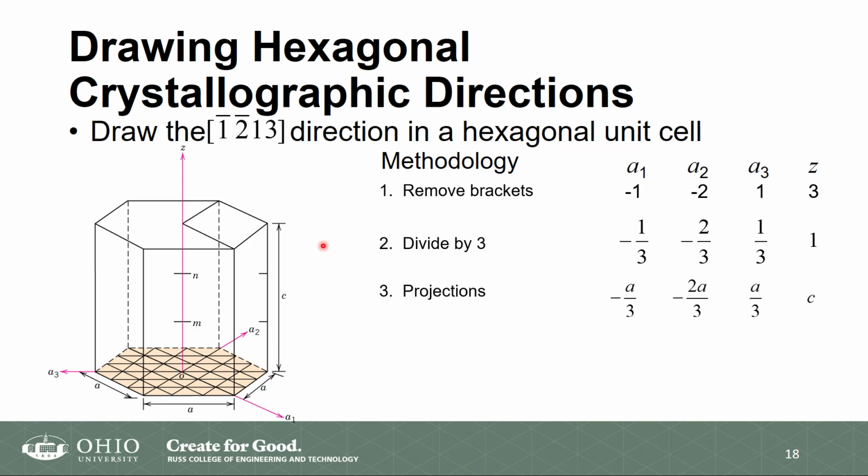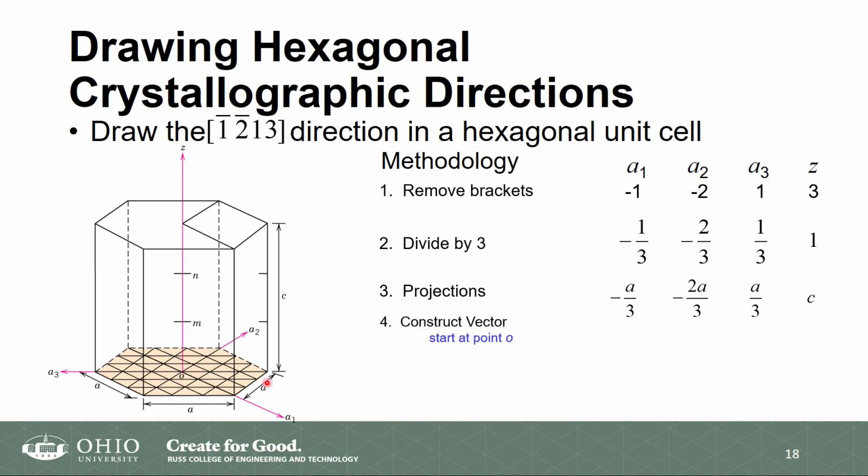And then the next step is to look at those projections. So that's -a/3 for the A1 axis, -2a/3 for the A2 axis, a/3 for the A3 axis, and c for the Z axis. So keep in mind that the A here represents the sides of this hexagon. Hexagon has 6 equal sides, so that's the A. And then C here represents the height of that prism. So the next thing we're going to do is construct a vector.